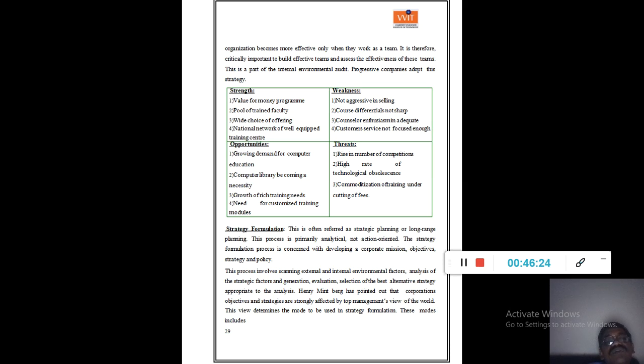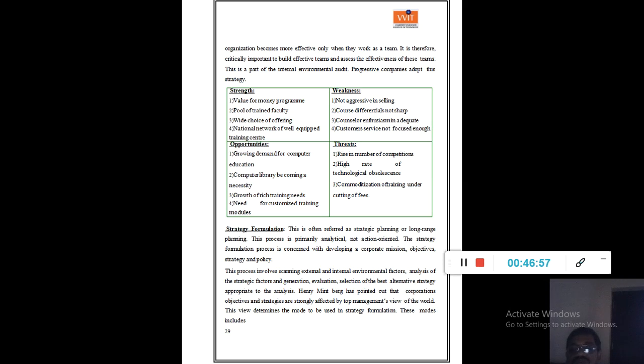If you take value for money program, this is a strength. Pool of trained faculty. If you have trained faculty, then it's a strength for any organization. And in a similar manner, if you look at weakness, not aggressive in selling. Weakness. Opportunities. Growing demand for computer education. It's an opportunity. Rise in number of competitors. It's a threat. Now strategy formulation.